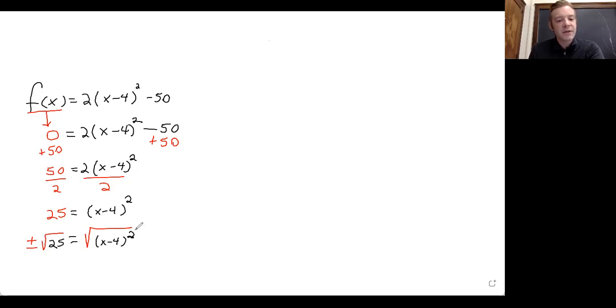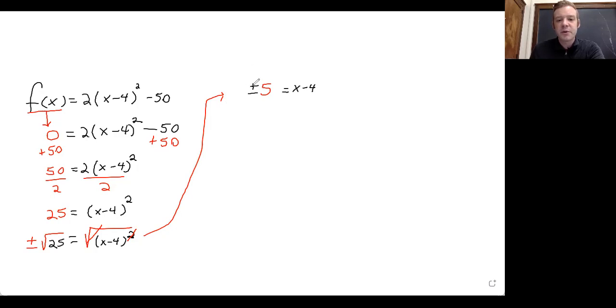On the left side, the power of 2 is going to cancel out with the square root. And so this is going to leave me with x minus 4 on the left side. Sorry, x minus 4 on the right side, because those cancel out. On the left side, square root of 25 is going to be equal to 5. But we keep the positive and the negative sign that we had previously here. So we have both positive and negative 5.